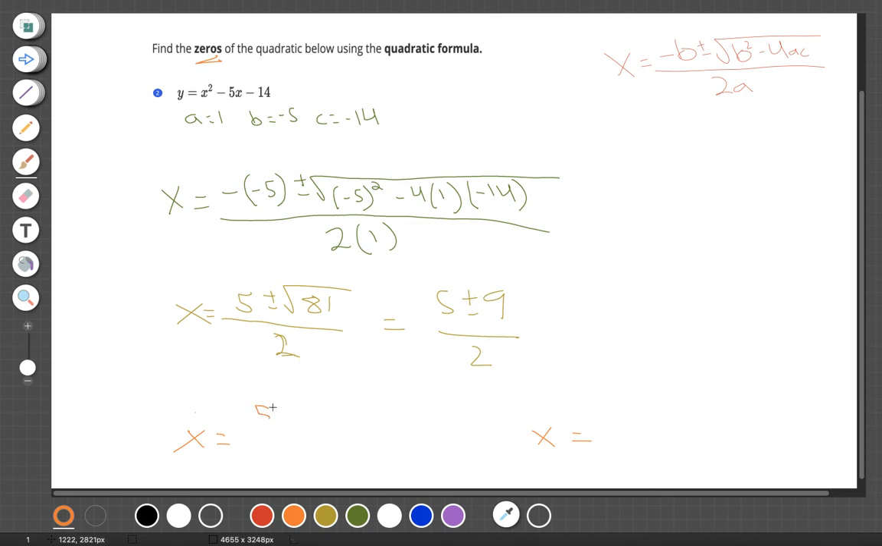One time you're going to add, so 5 plus 9 over 2. And one time you're going to subtract, 5 minus 9 over 2. So 5 plus 9 is going to give me 14 over 2, which gives me 7. So one of my answers is 7. 5 minus 9 is negative 4 over 2. Negative 4 over 2 gives me negative 2. So there is my other zero. Cool.